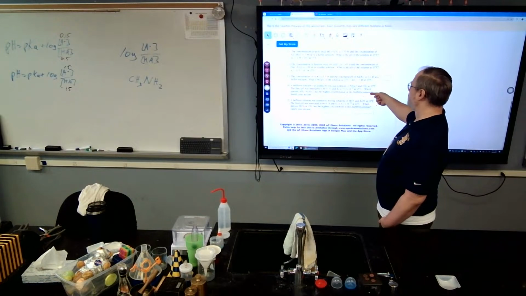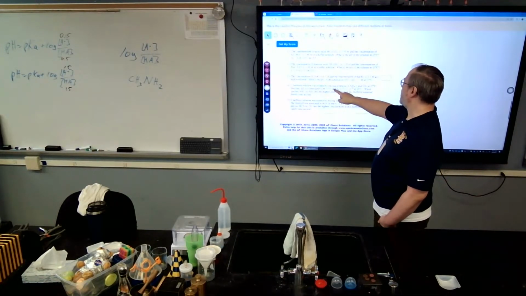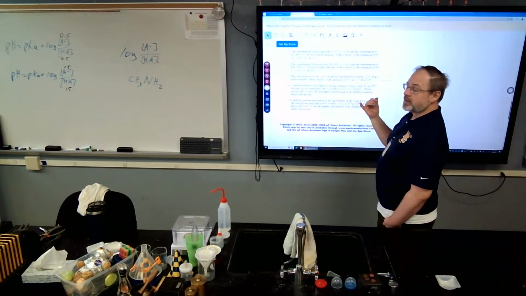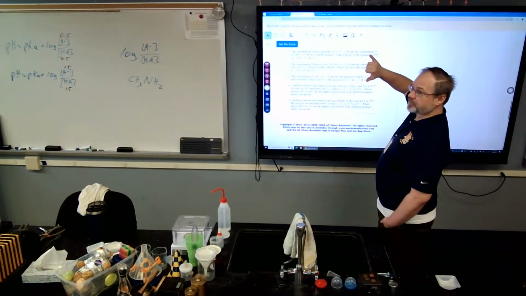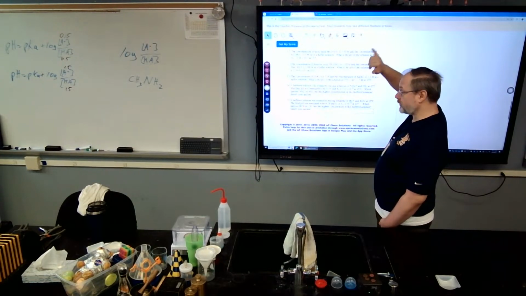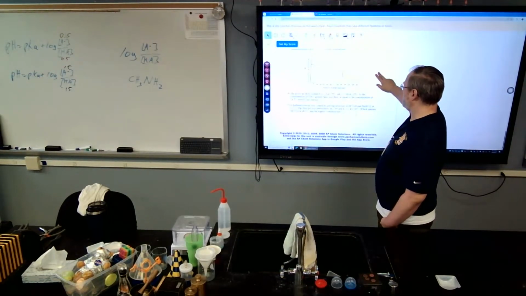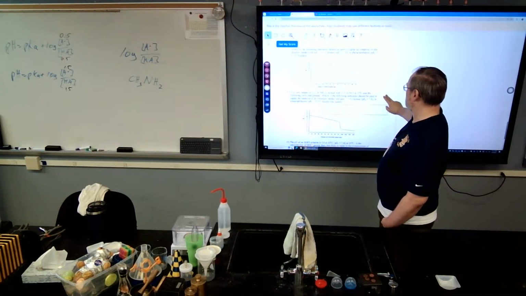This is exactly like we did the last one. There's the pH, there's the pKa. Is the logarithm term positive or negative? If it's positive, the numerator is bigger. If it's negative, the denominator is bigger. And I think that's pretty much it.